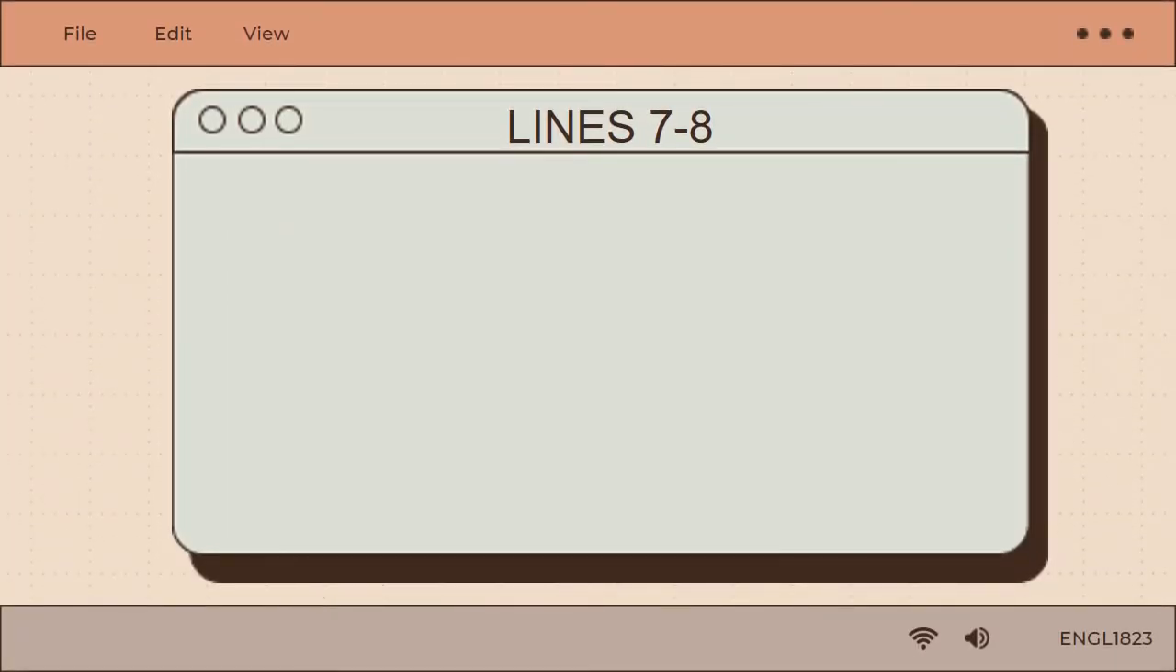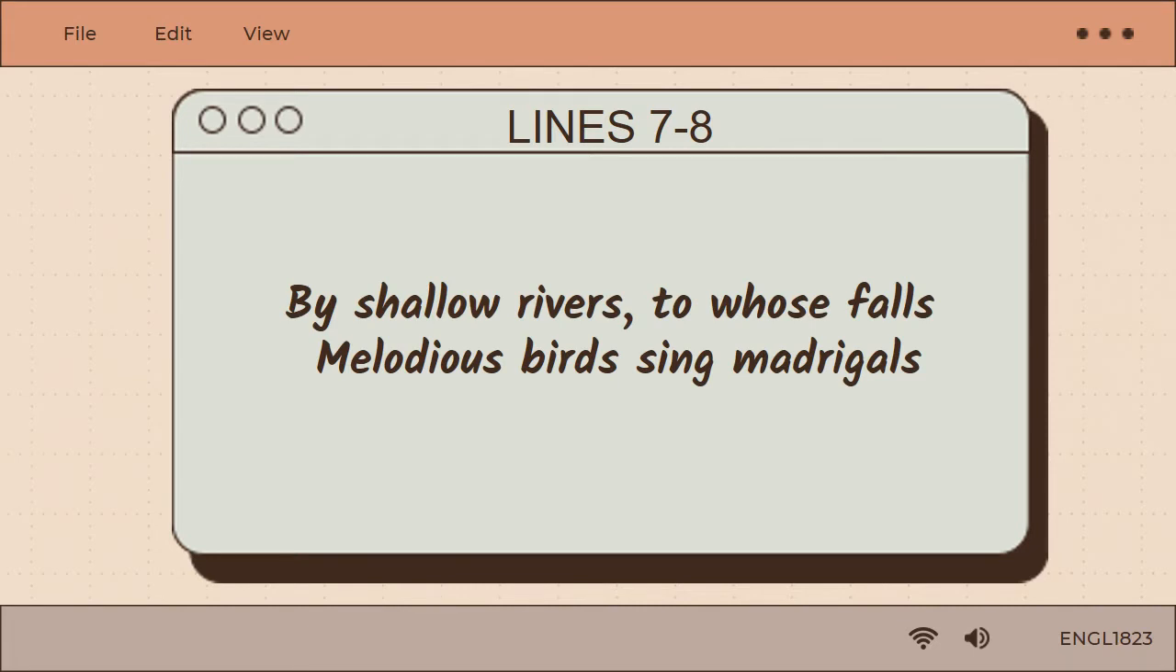For lines 7 and 8: "By shallow rivers to whose falls melodious birds sing madrigals." Line 7 tells us that the shepherds from line 6 are feeding their sheep somewhere near shallow rivers, and line 8 adds to this already scenic picture. Birds are singing songs, or madrigals, to the beat of some nearby waterfalls. We don't know about you, but we're relaxed just thinking about this.